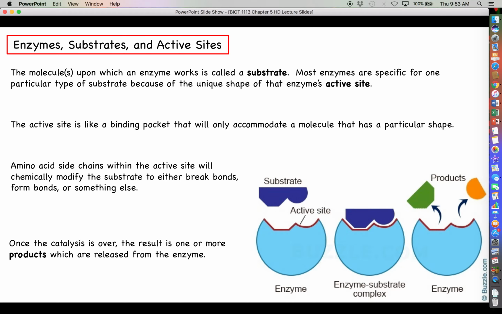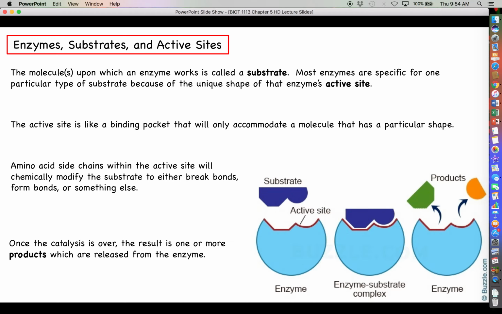Once the catalysis is over, what you are going to end up with are called your products. So the substrate is transformed into the products by way of the enzyme catalyzed reaction. Once you have formed your product or products, they will be released from the enzyme, and now the enzyme is free to bind to another substrate molecule and start the whole process over again.